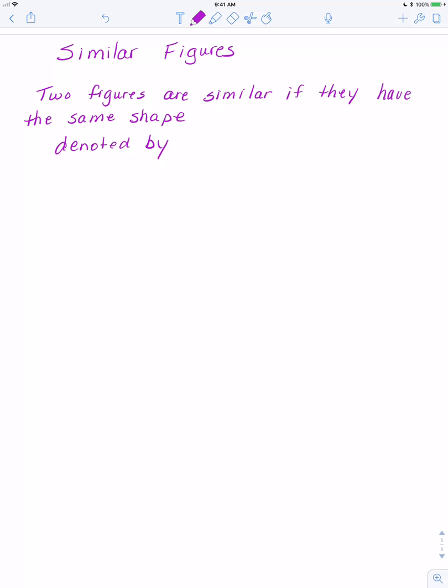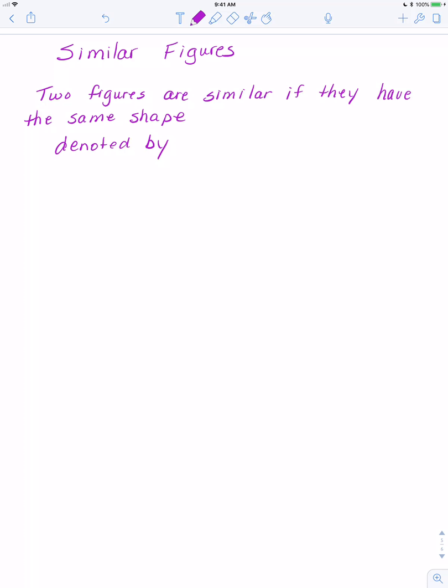All right, we're going to talk about similar figures. Remember last time we talked about congruent figures, and congruent figures meant that they were the same shape and the same size. That means their corresponding line segments were the same, and their corresponding angles were the same. Well, when we talk about something being similar, that means we've taken something, put it in a copier, and enlarged it or reduced it, made it bigger or smaller.